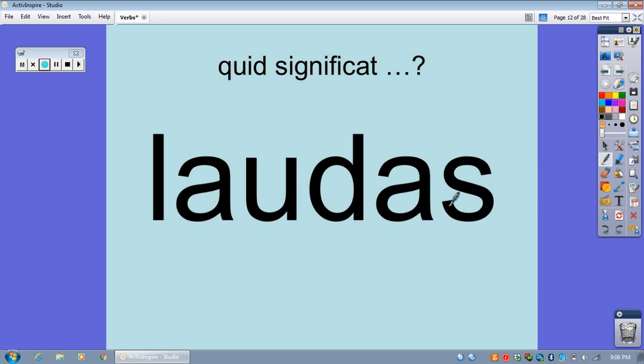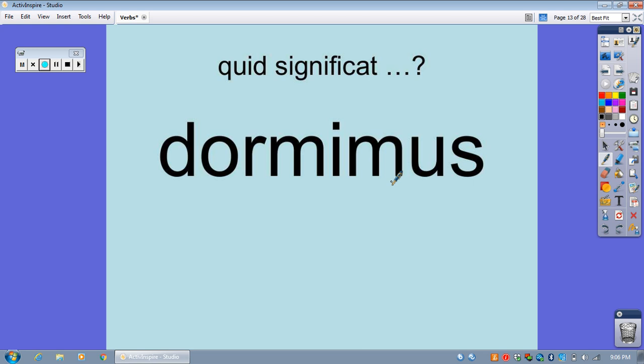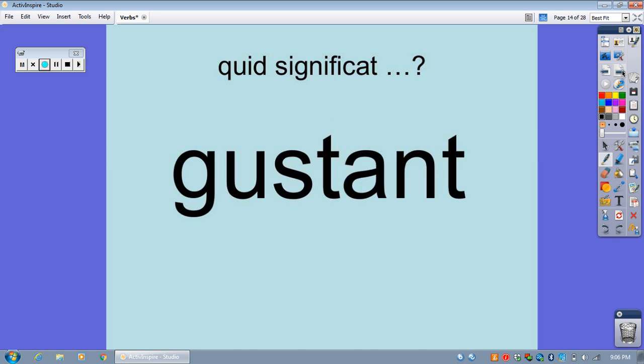Laudas ends in an S. Therefore, that would be you are praising, or you praise. Dormimus ends in mus, M-U-S, which means we, so we are sleeping. Gustat, now here's the thing, it does end in the letter T, and I think a lot of you will look at that and say, oh, well, the subject has to be he, she, or it, right? Well, you have to look at the entire ending. It's actually N-T, so gustat would be they taste.